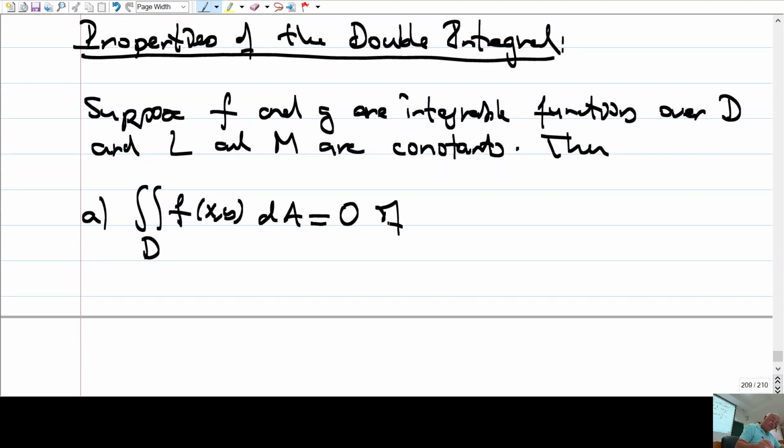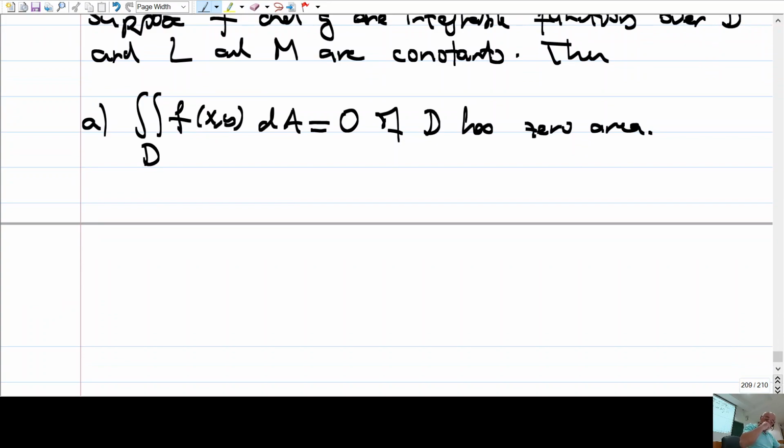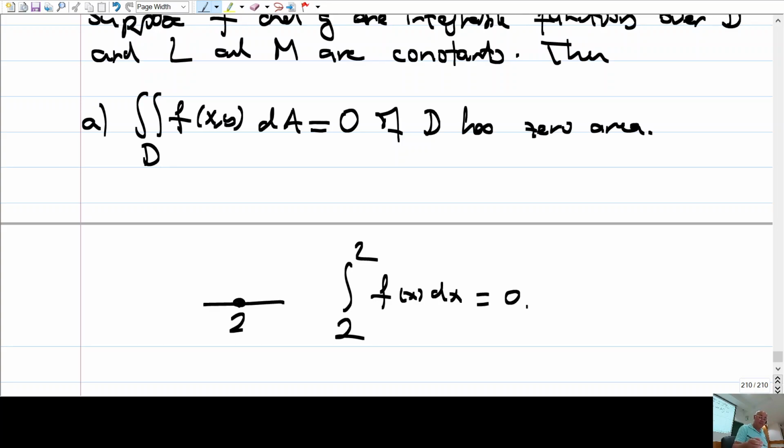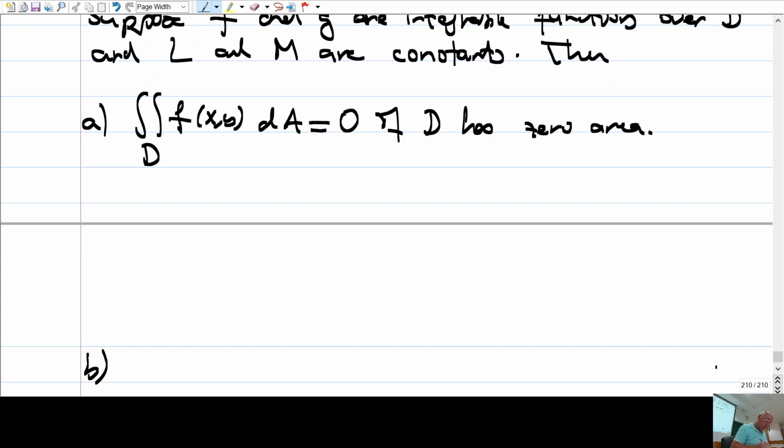This is 0 if D has zero area. So if D has zero area, then this integral is zero. It's like, if you have length of an interval zero, right? It's like the integral from 2 to 2 of f of x dx. This is just zero because the interval consists of a single point, and this integral is zero. So it's the analogous version of that.